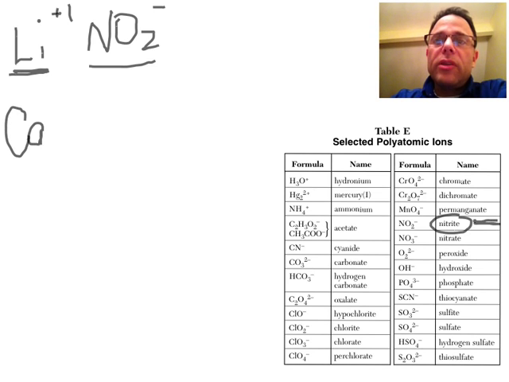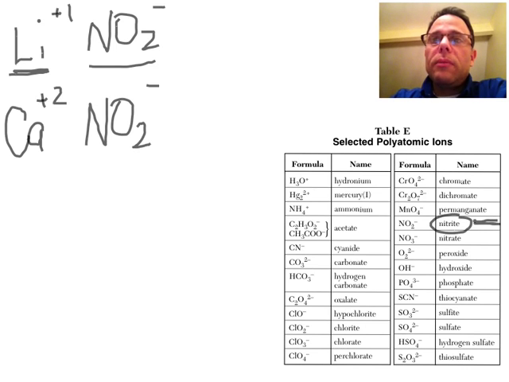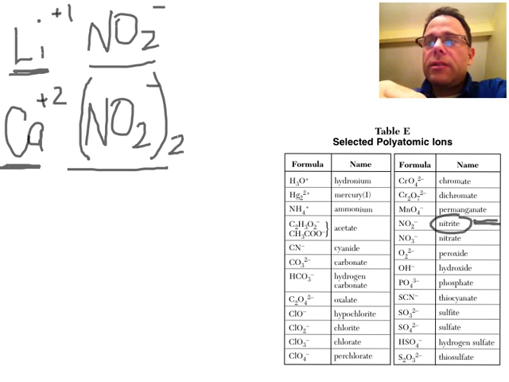Let's take another one. Let's use calcium this time, which is a +2. Let's use the nitrite again, NO2 minus, crisscross them, and we will realize that we need 2 nitrites in order to balance. This one is called calcium nitrite.